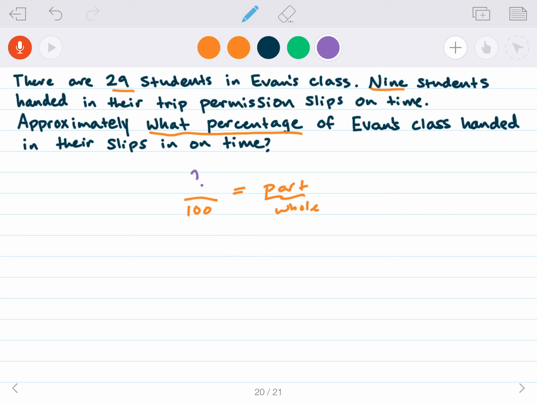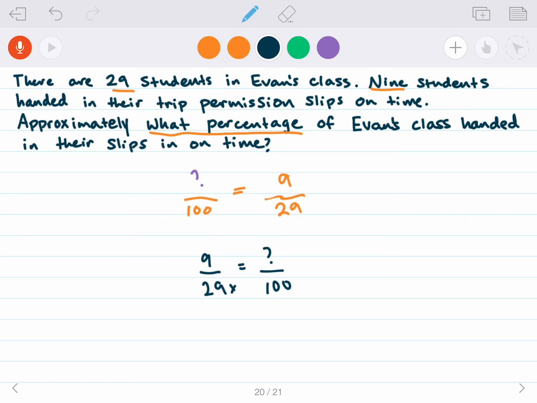So there are 29 students and 9 students handed in their permission slips. And we're looking for the percentage of the class that handed in the permission slip. The whole is the entire class. The whole is going to be 29, right? Because there's a total of 29 students in the class. So I'm going to replace whole with 29. And the part is going to be the number of students that handed in their slip on time, and that's going to be 9. Now what I'm going to do is flip it, so the question mark over 100 is on the right side. So I have 9 out of 29 equals question mark out of 100.